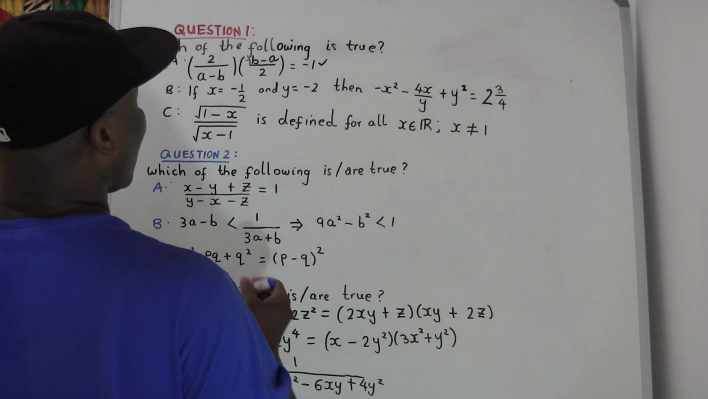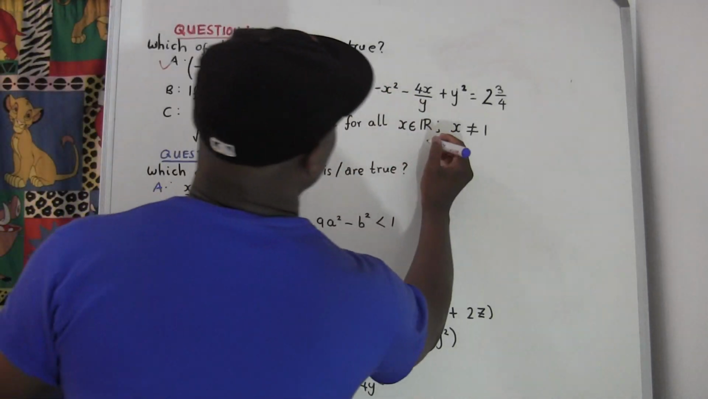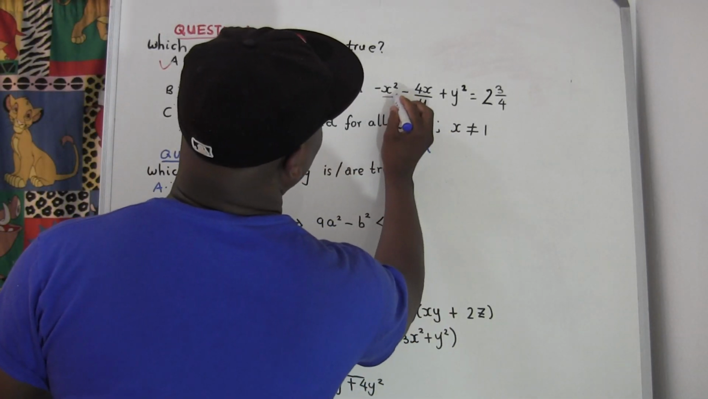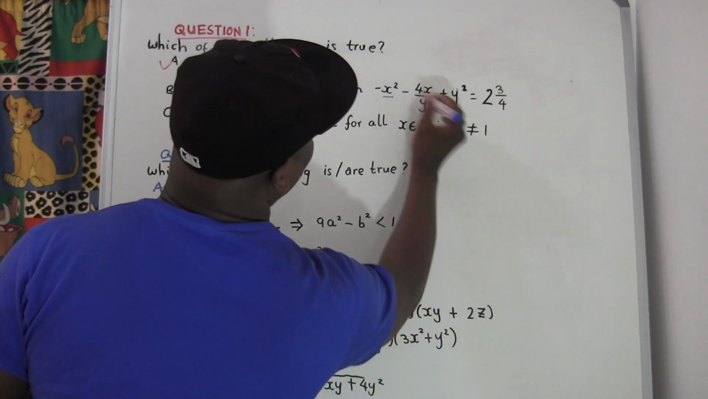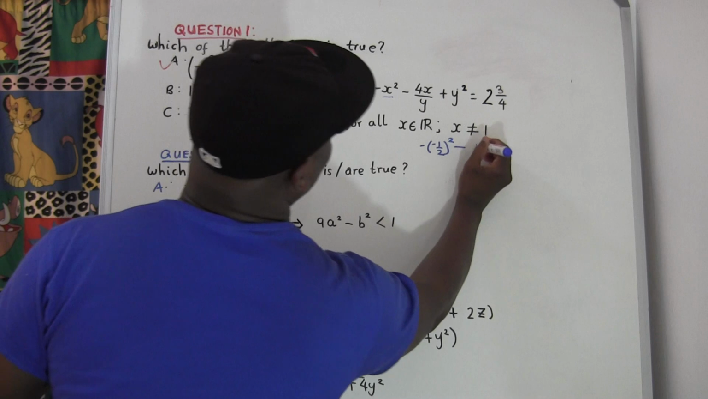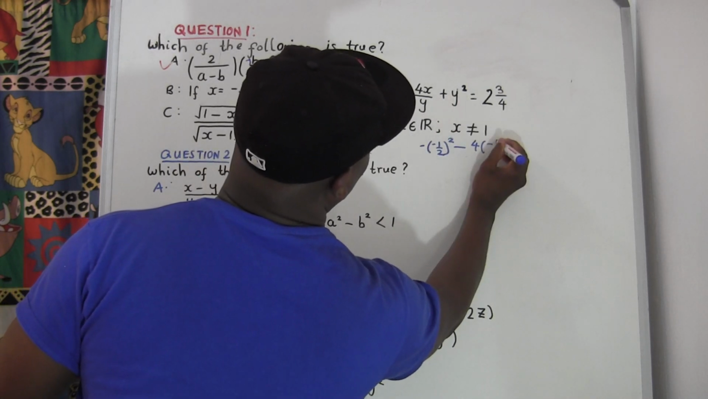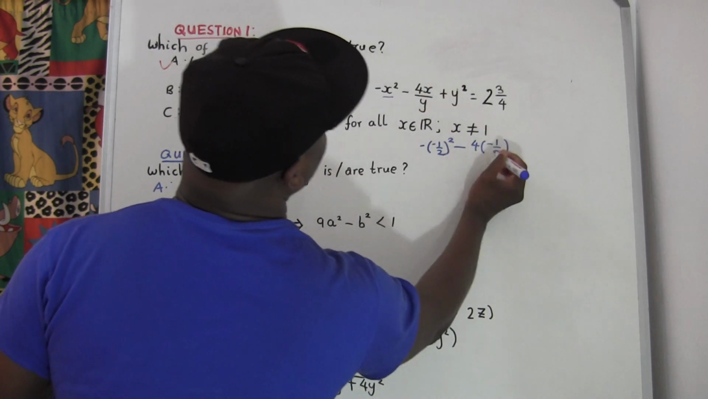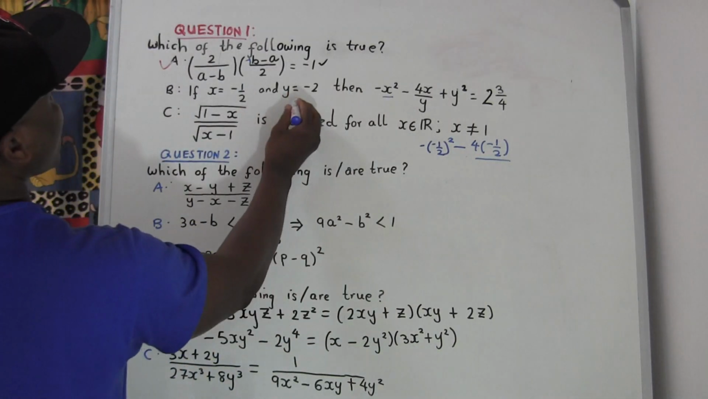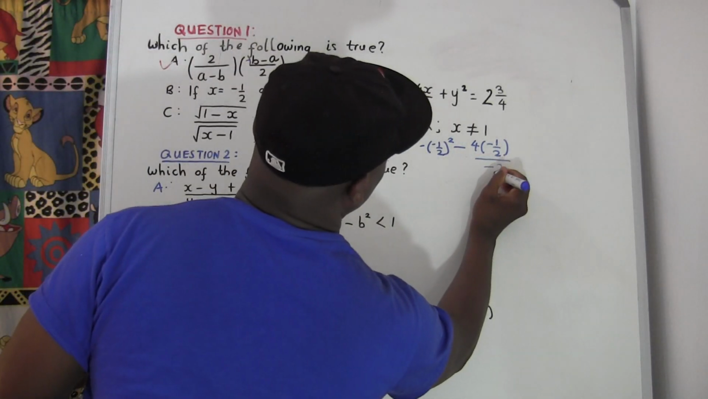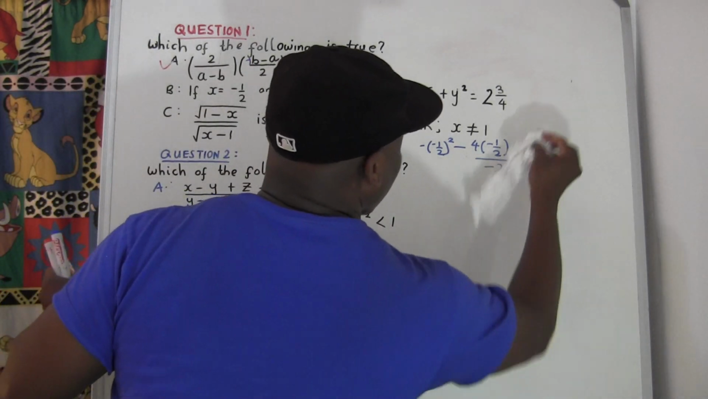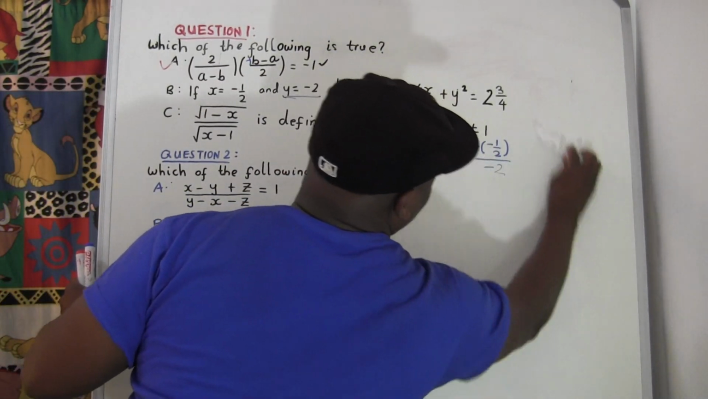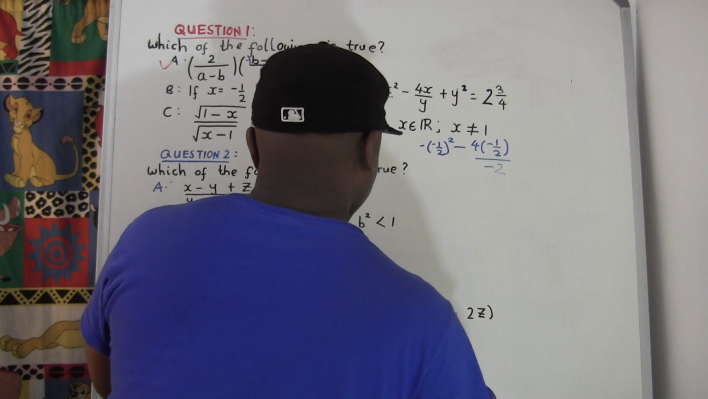So now let's go. x equals a half, so I'm going to say here we have a negative, and what is x? A half. So negative a half, and then we have a square outside, minus 4, x equals negative a half, and then over, what is y? y equals negative 2. So I'm going to say here negative 2.